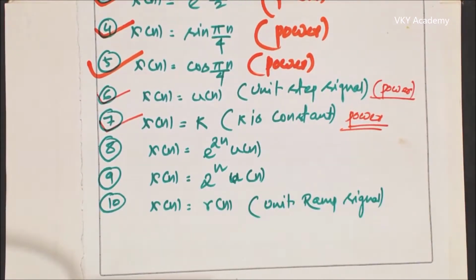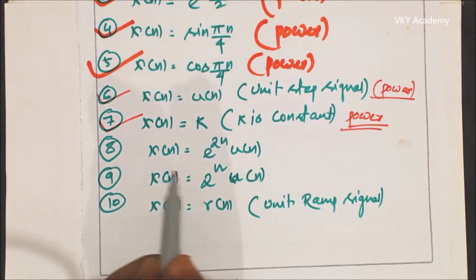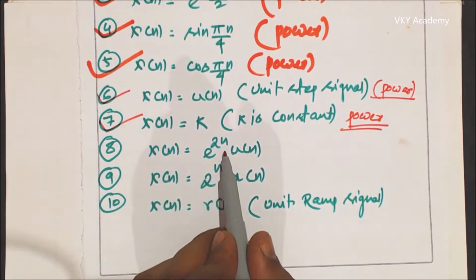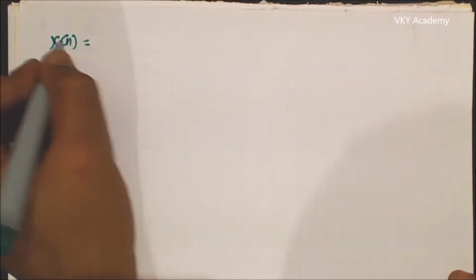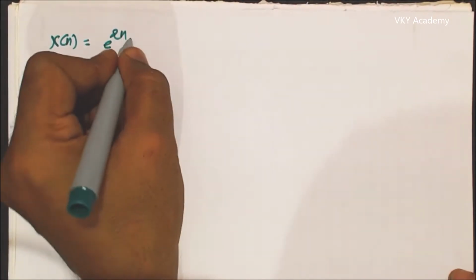In this particular session, we will check whether the given discrete time signal x of n is equal to e to the power 2n u of n is an energy signal or a power signal, or neither energy nor power signal. So let's begin. My signal is x of n is equal to e to the power 2n u of n.